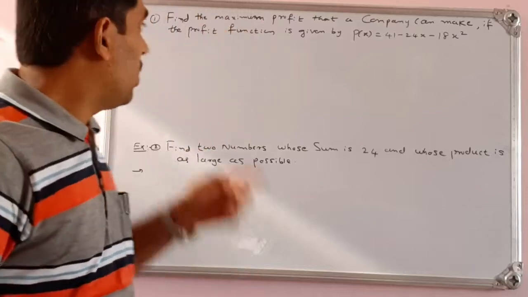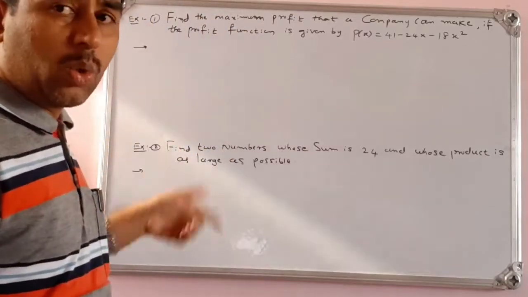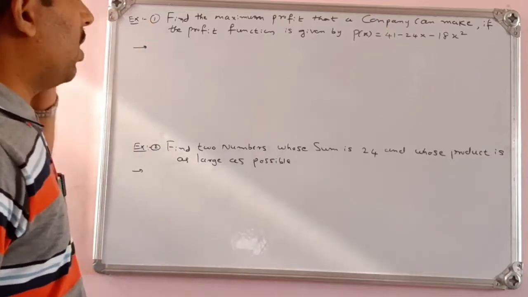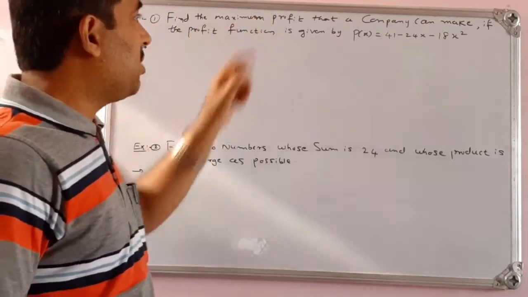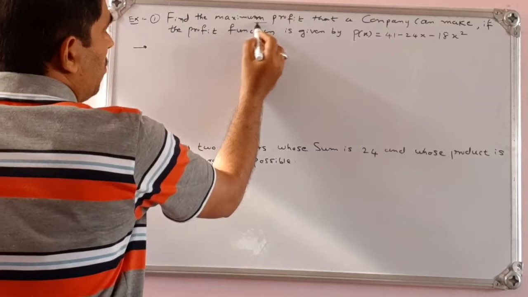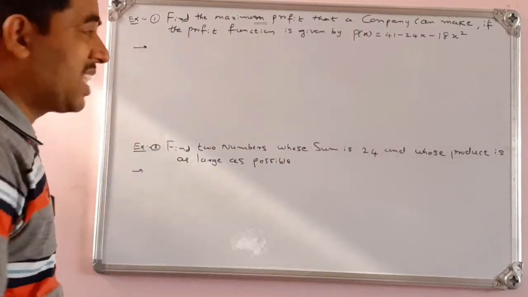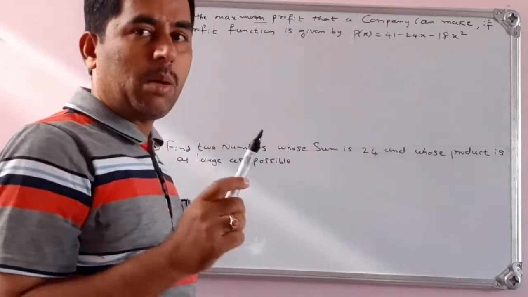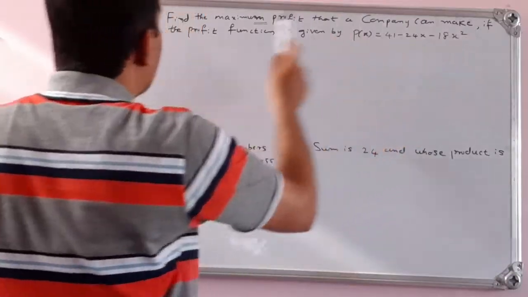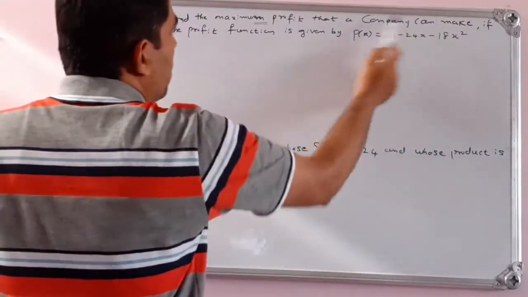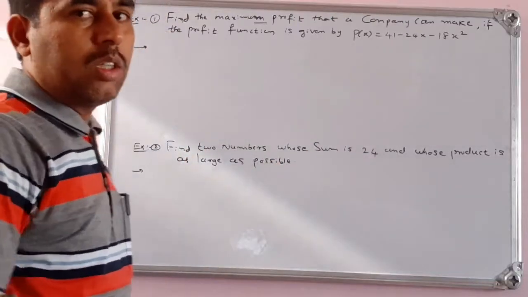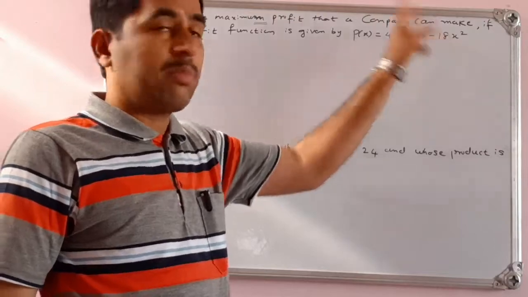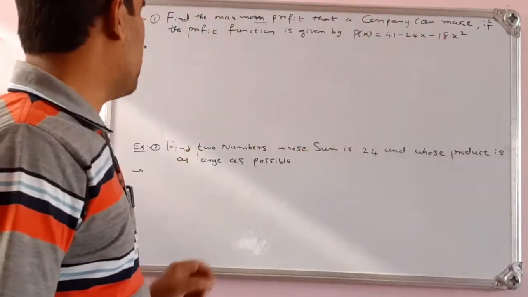Let us read the first example. I have written 2 examples at a time on the board. What is the first example? Find the maximum profit. Let us read the problem. It says: find the maximum profit that a company can make if the profit function P of x is given by 41 minus 24x minus 18x square. That is the first question.